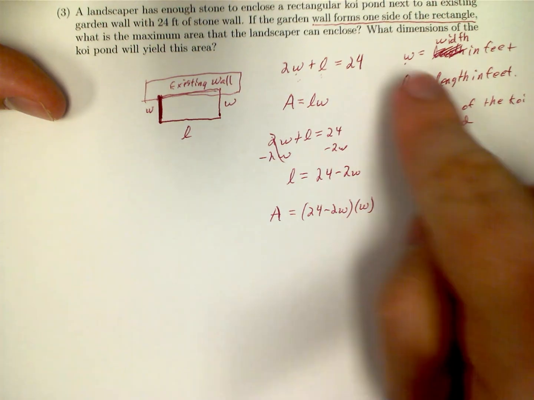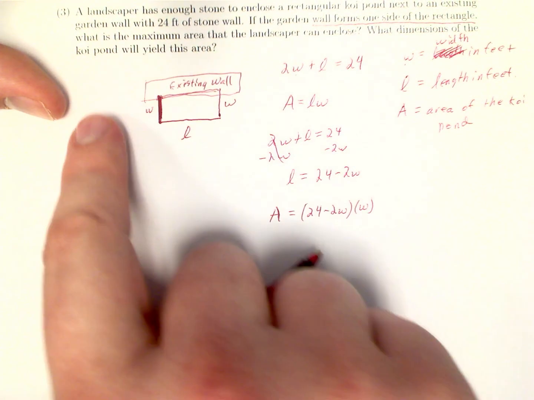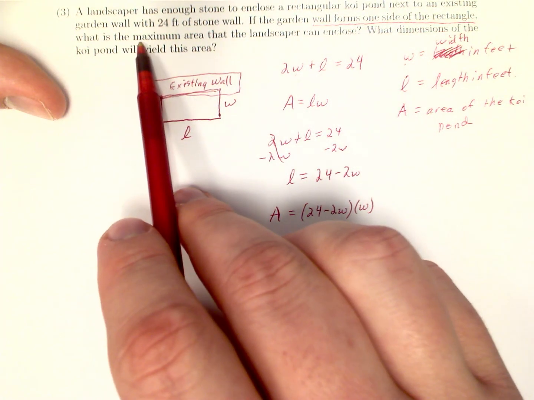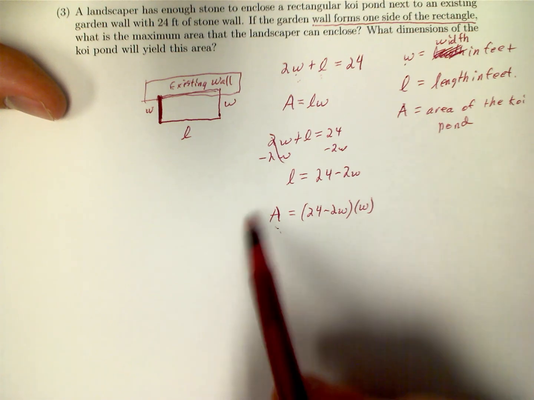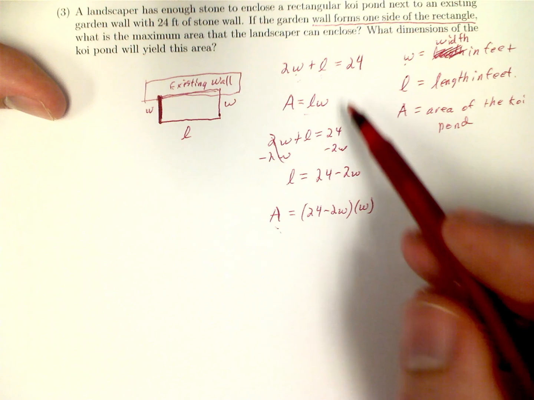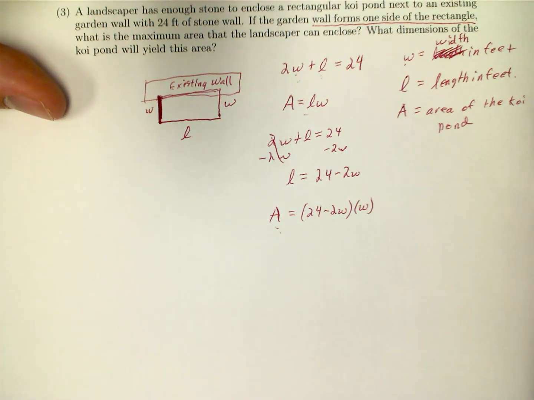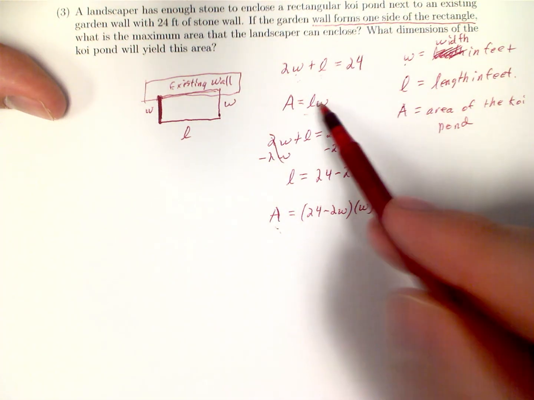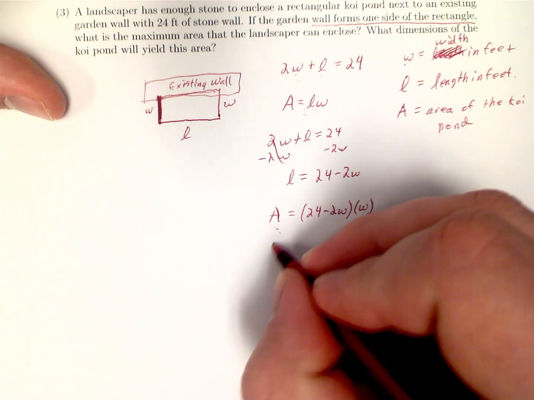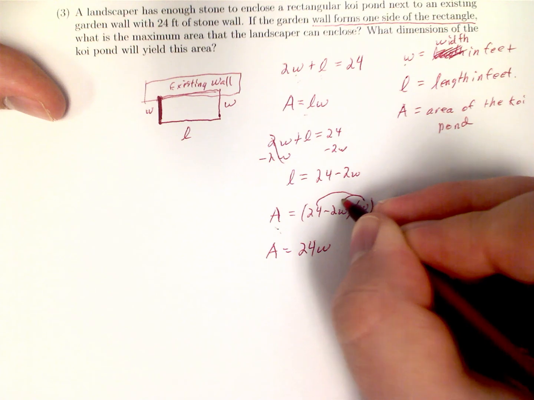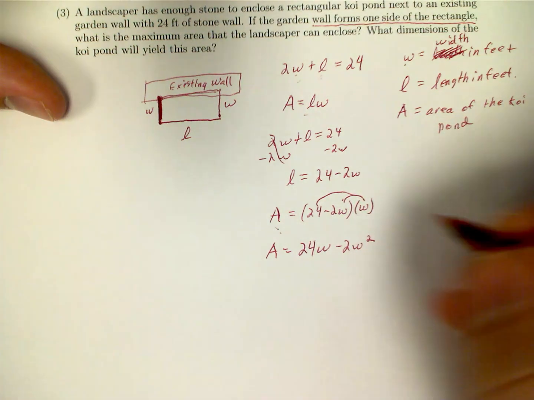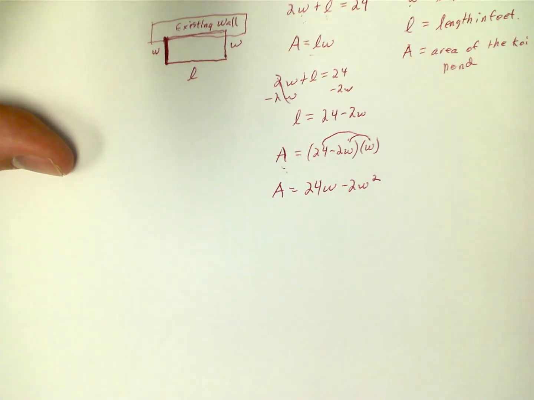And to make sure we're on the same page, what are we trying to maximize? We're trying to maximize the area of the landscape. So we want to find the vertex of the A function there. That means we need to have this side be nothing but one variable. That's how we know how to take a vertex. So that's how we knew we had to manipulate this one to plug into that one. All right, so we distribute the W here: 24W minus 2W squared. And now this is something we can look for the vertex of.